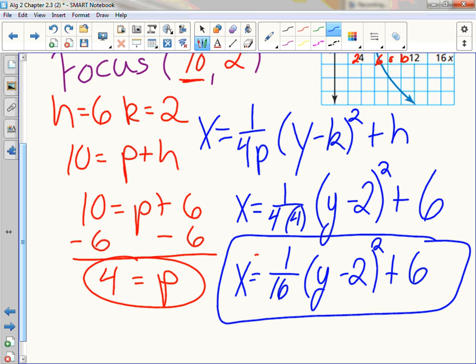Now, when we have it here, we need to be careful between these two. We need to be careful between these two because, let me get a different color.